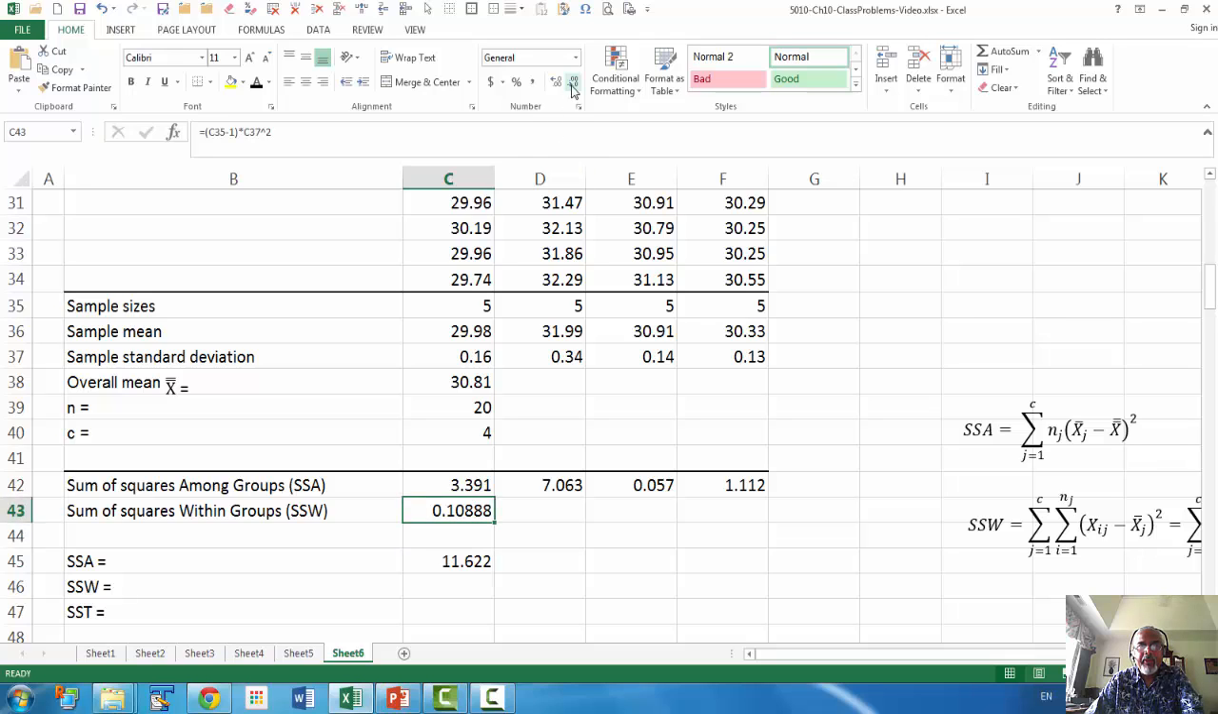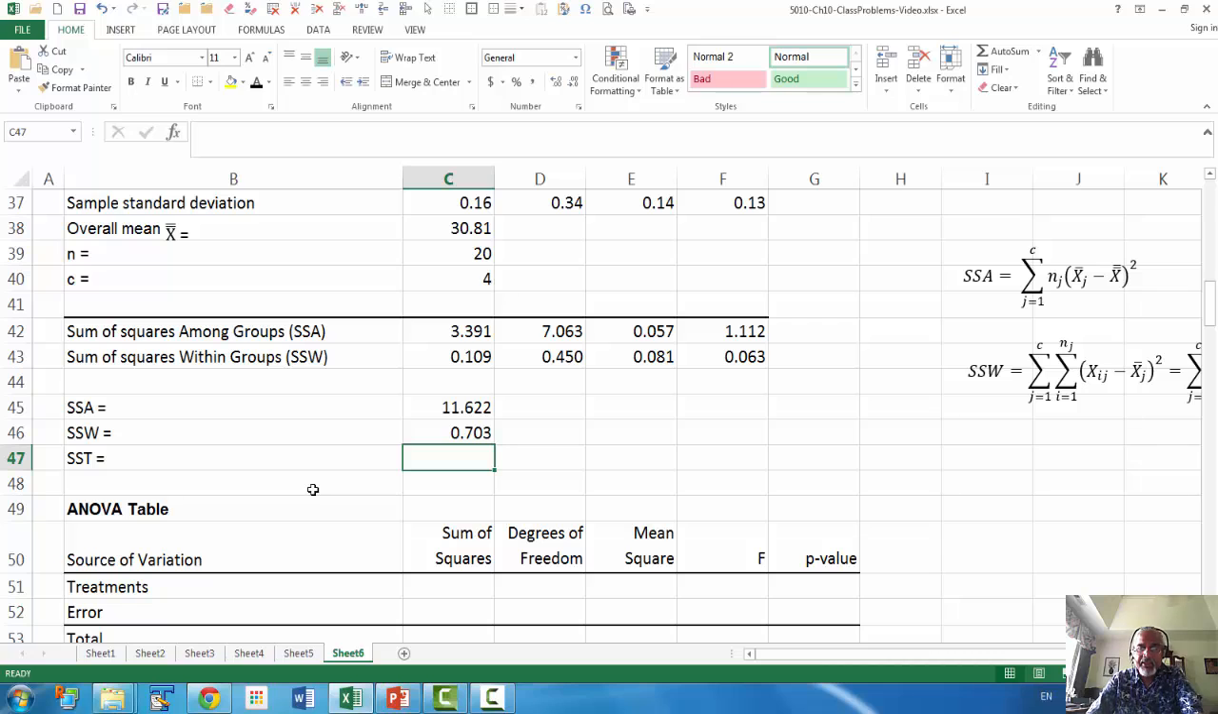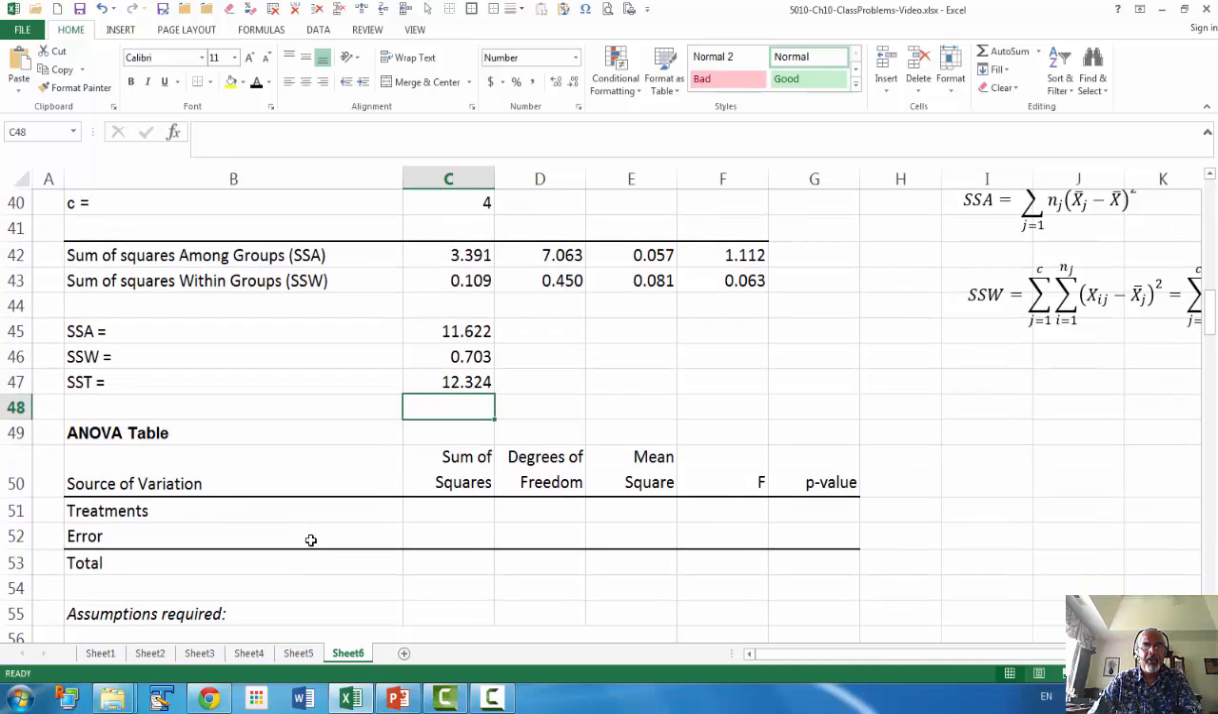Okay, we copy that the rest of the way, so you will get that computation for each of the 4 samples and you add them all, you get SSW. Okay. SST is the sum of the 2. If you sum SSA and SSW, that will give you SST.